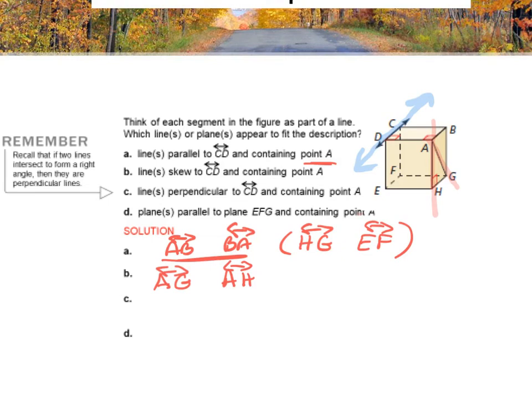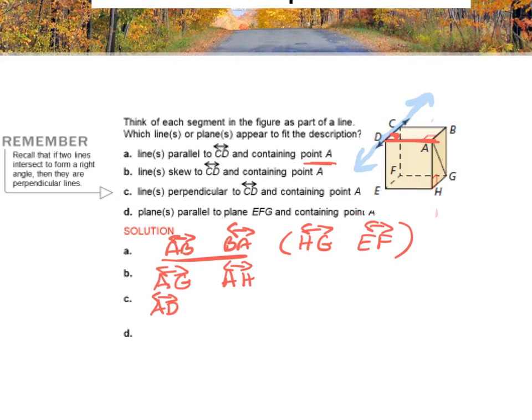All right, let's look at C. Lines perpendicular. Let me get rid of these lines. Remember, we need those little right angle marks. This appears to be a cube, so each one of the corners is a right angle. So something that would be perpendicular to CD, including point A, we could go here and we would say that the only one that includes point A that would be perpendicular would be this line right here, and that would be AD.